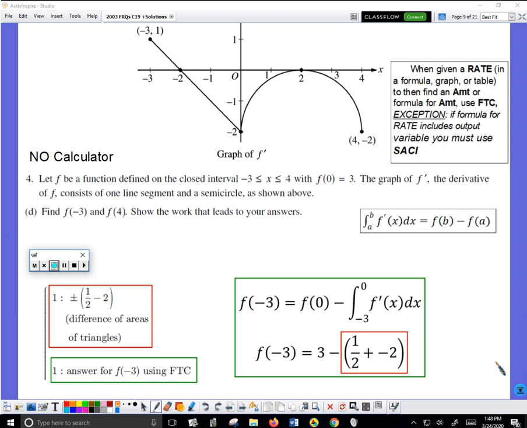Same FRQ again, new question. Find f of -3 and f of 4. Again, don't do two things at once. So we're going to focus on finding f of -3 first.